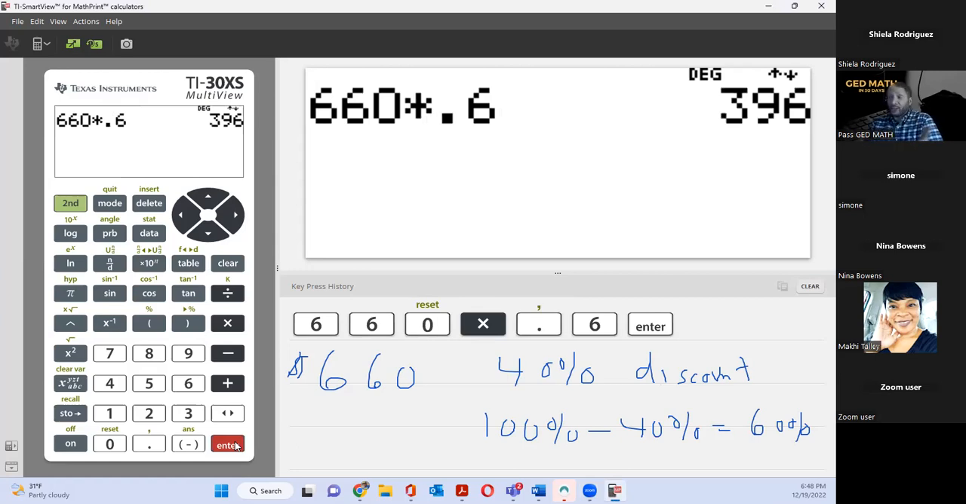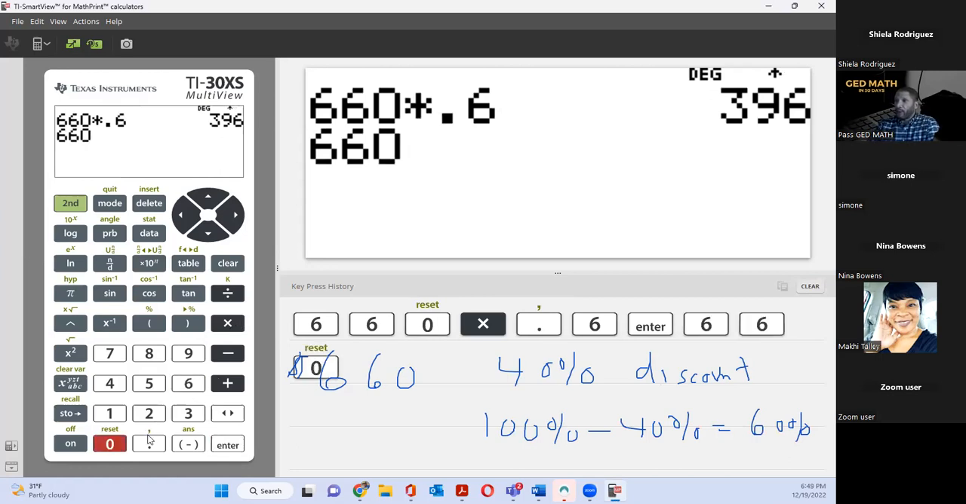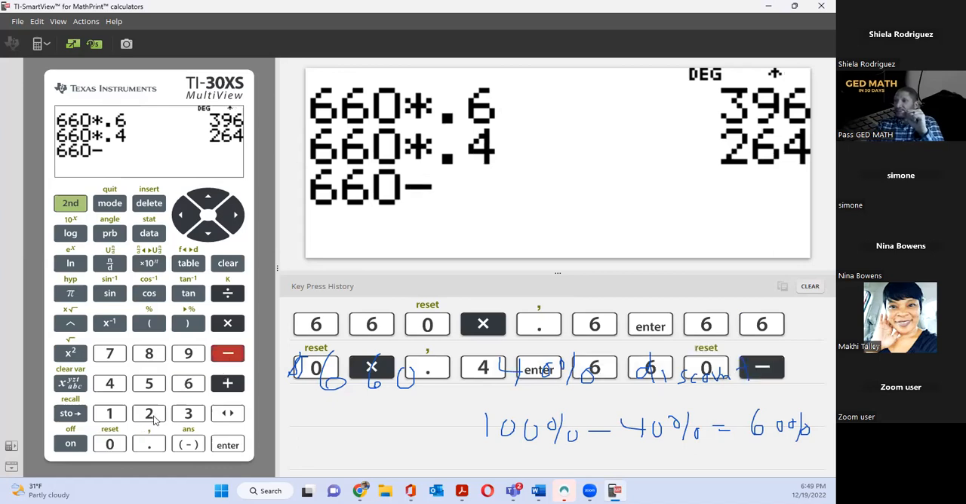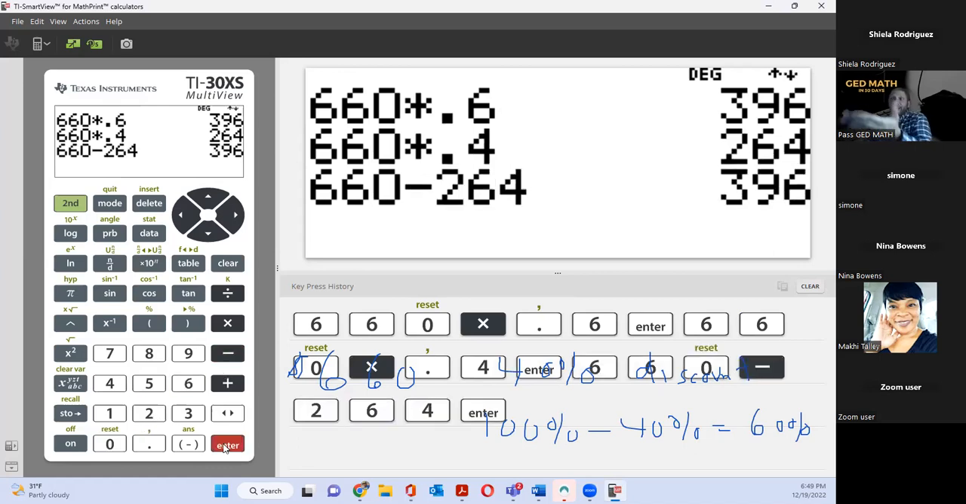What most adult educators tell you to do is do 660 times 0.4, then subtract that from 660. But then we get the same answer. Understanding what a percent means: if it's a 40% discount, it means I'm still paying 60%. So I just need to know 60%. 660 times 0.6, I'm done. So again, this is what I need you to understand.